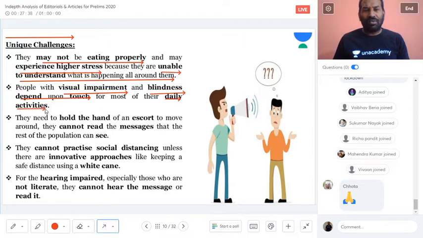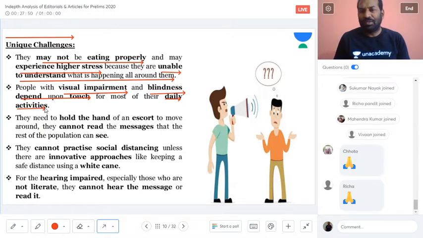That means the one who is blind or who is unable to listen is totally dependent on touch, because for the one who is unable to listen, we will tap them and say, this is what I am saying, please listen, or this is what you have to do. So we will tell them by body language.